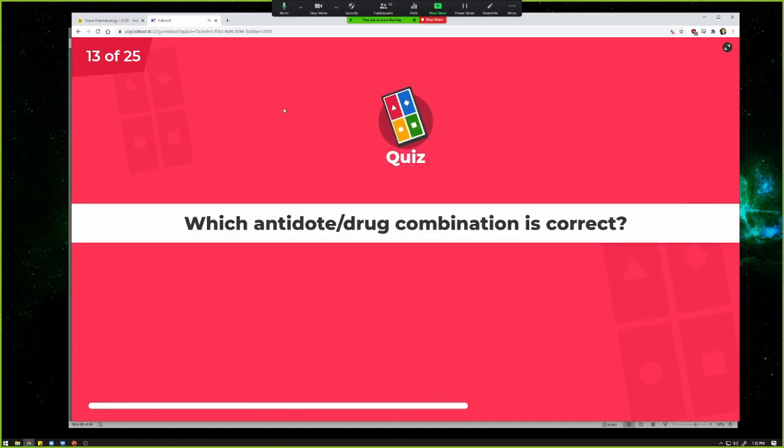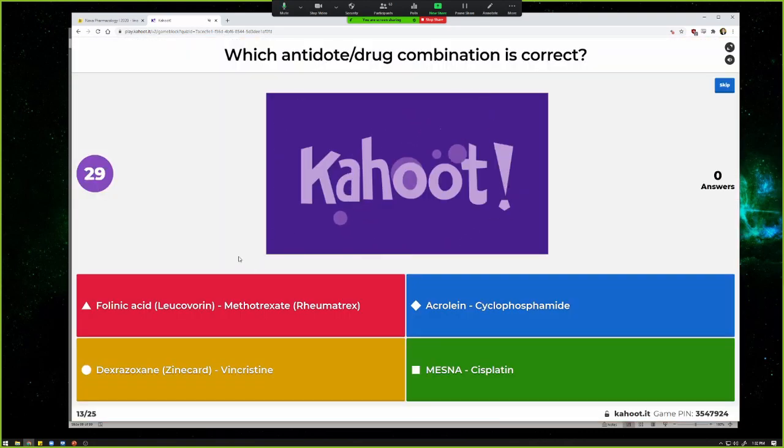All right, so which antidote and drug combination is correct? Folinic acid and methotrexate, acrolein and cyclophosphamide, dexrazoxane and vincristine, or mesna and cisplatin?